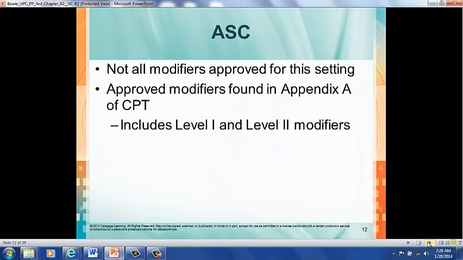ASC, Ambulatory Surgical Centers. Not all modifiers are approved for the use in ambulatory surgery claims. The list of approved modifiers is reviewed annually. Table 2-3 in your work text lists the currently approved modifiers. Appendix A of the CPT book also lists the modifiers that are approved for the ambulatory surgery setting. Please familiarize yourself with the modifiers used in this setting by reading the listing and the modifier's description in the appendix.